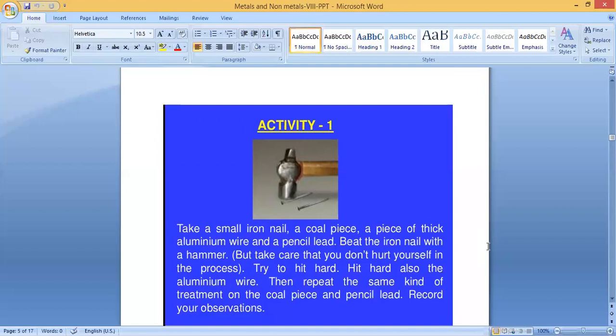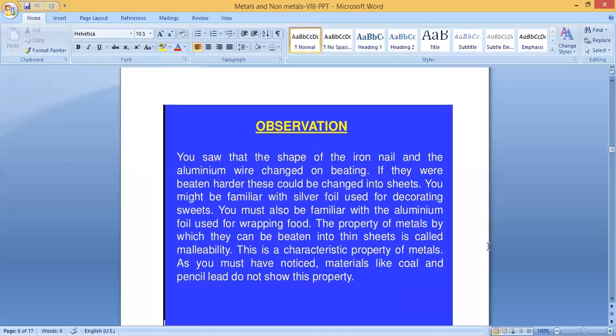It will become powder. Clear? And the next, let us see what is observation. You saw that the shape of the iron nail and the aluminium wire changed on beating. If they were beaten harder, this could be changed into sheets. Clear? So that property is known as malleability.